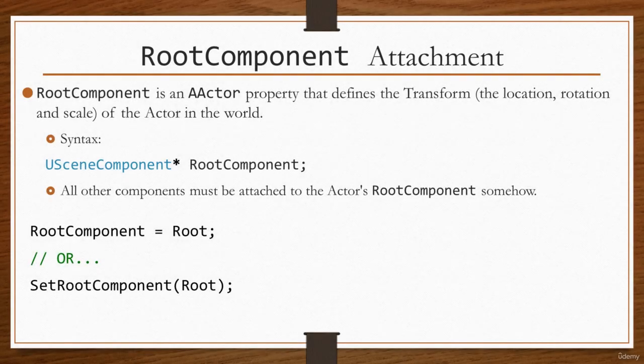To wrap up this lecture, a summary on what we've learned on the root component attachment. The root component is an AActor property that defines the transform, so the location, rotation, and scale of the actor in the world. The syntax is basically a pointer to a USceneComponent, or a TObjectPtr passing in the USceneComponent. All other components must be attached to the actor's root component somehow. We've seen some examples on how we can attach a USceneComponent to the root component. Let's say we have some pointer to a USceneComponent named Root. Then we can assign to the RootComponent property directly, or we can call a function SetRootComponent and then pass in that pointer name into that function.